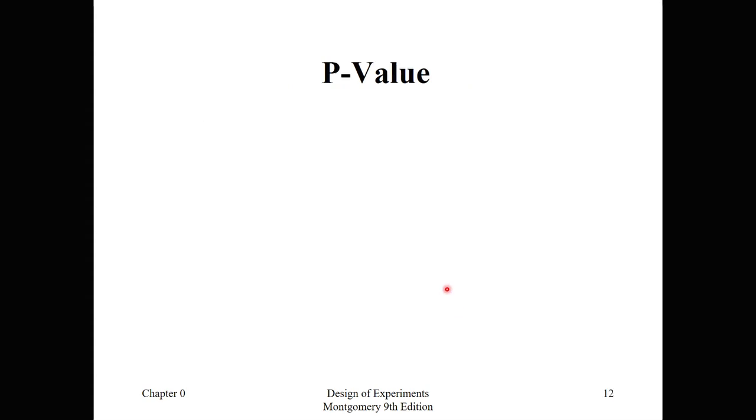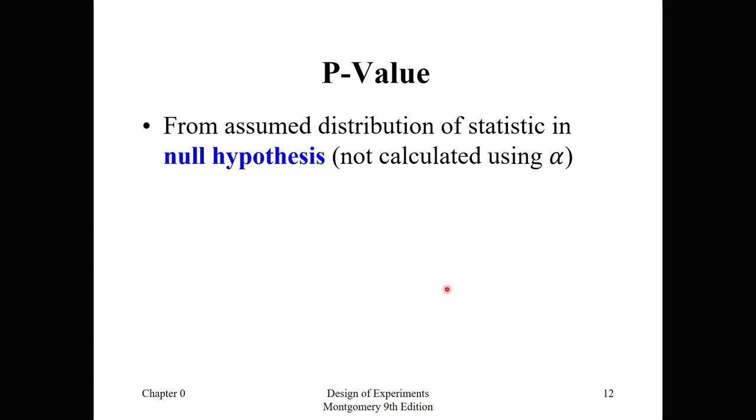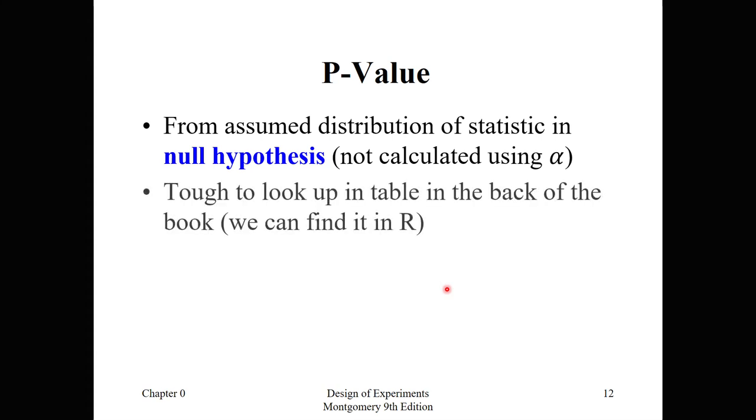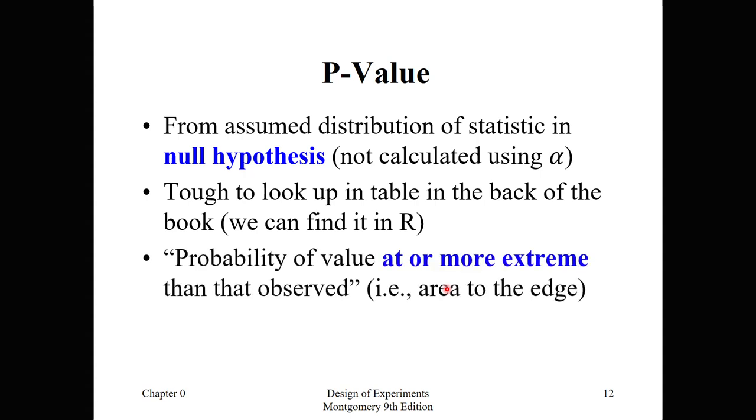Now, the p-value also comes from the assumed distribution under the null hypothesis, but it's not calculated using alpha. So normally we would go to the table in the back of the book and look up the alpha value under the assumed distribution. But for a p-value, this is a little bit different. If we looked it up in a table in the back of the book, we would look up the test statistic value, not the alpha value. So it's the probability of a value at or more extreme than the observed.